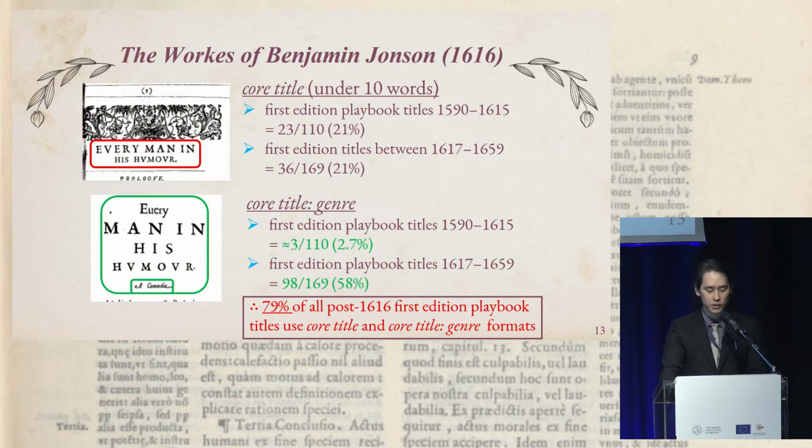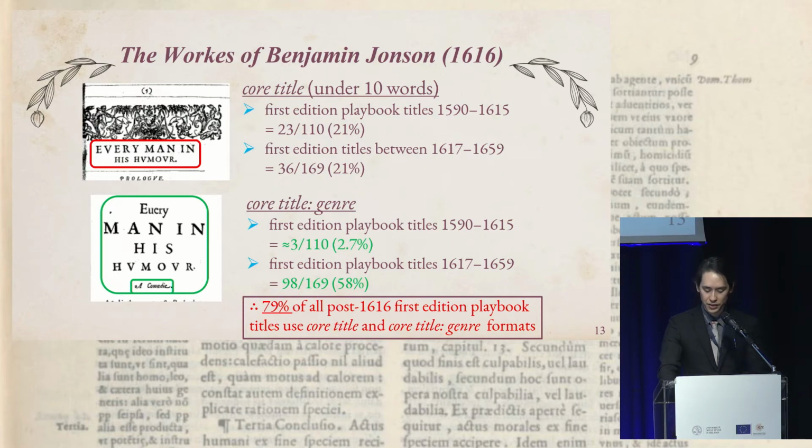The even more boiled down core title format, devoid of any subtitles, is also somewhat uncommon in the decades preceding 1616. 23 first edition titles deploy genreless core title formats. This accounts for roughly 21% of the 107 first edition titles published between 1590 and 1615, or 1 in 5 first edition playbooks. In sum, in pre-1616 first edition playbooks, Jonson's popularized core title format is a tad uncommon, and the core title genre format is nearly non-existent.